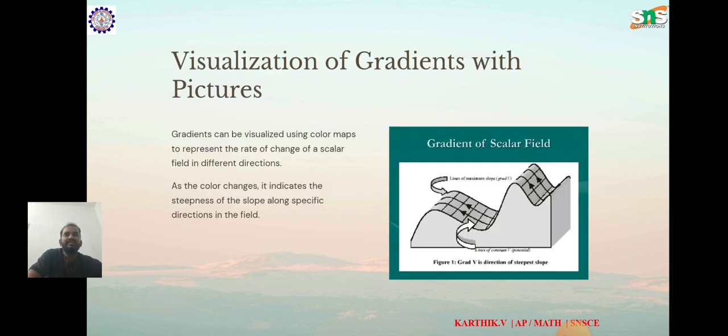Visualization of gradients with pictures. In 3D space, the level sets of g are concentric spheres centered at the origin. The gradient vector at each point points radially outward from the origin, and its magnitude increases with distance from the origin. Visualizing this in 3D can be a bit more challenging, but you can imagine a similar concept with concentric spheres expanding outward from the origin, and the gradient vectors pointing outward along the surface of these spheres.